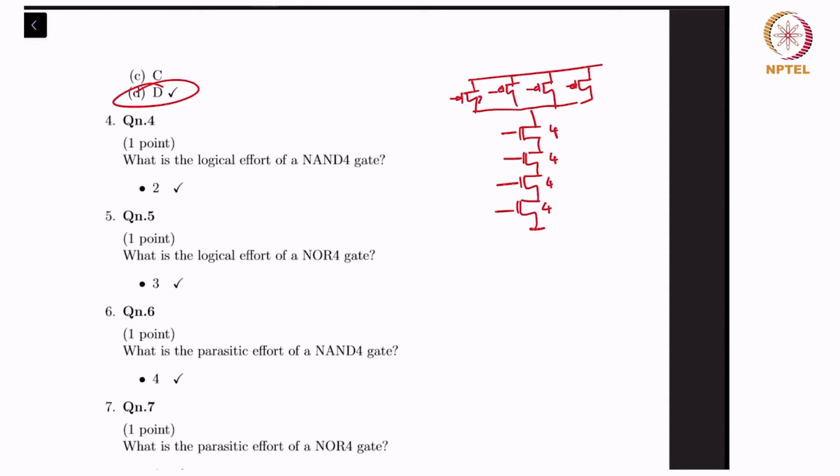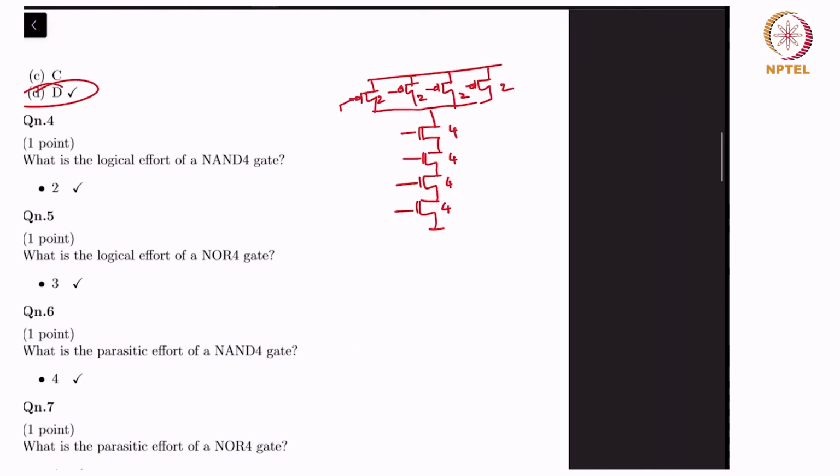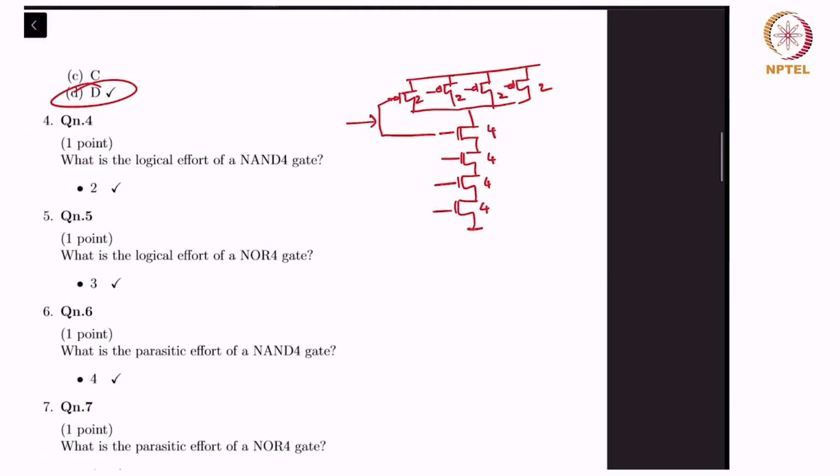It's all 1 stack, so it's just the reference size of 2. Fairly straightforward. Take any input pin, and simply find its gate cap. That's 4 plus 2, 6, divided by, in this case, the reference is, because it's equal rise and fall, the reference is the 2-1 inverter, and you get the answer as 2.